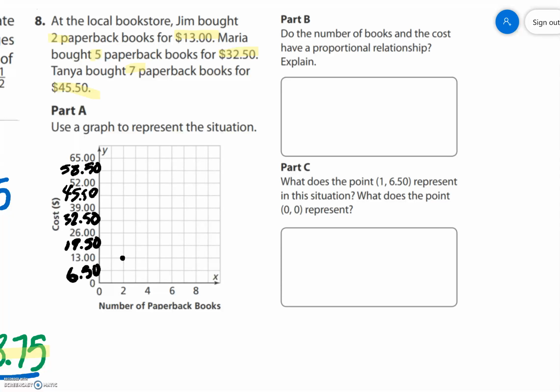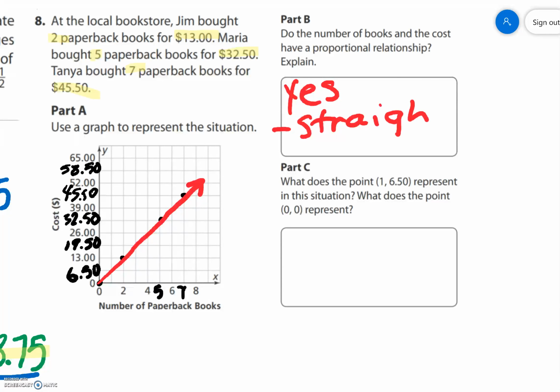Okay, so 5 paperback books, 5 would be here for $32.50. 7 paperback books, 7's here for $45.50. If we buy 0 books, that's going to cost $0. Draw a straight line. Do the number of books and cost have a proportional relationship? Yes, it is straight and it goes through the origin. You must have both for full credit.